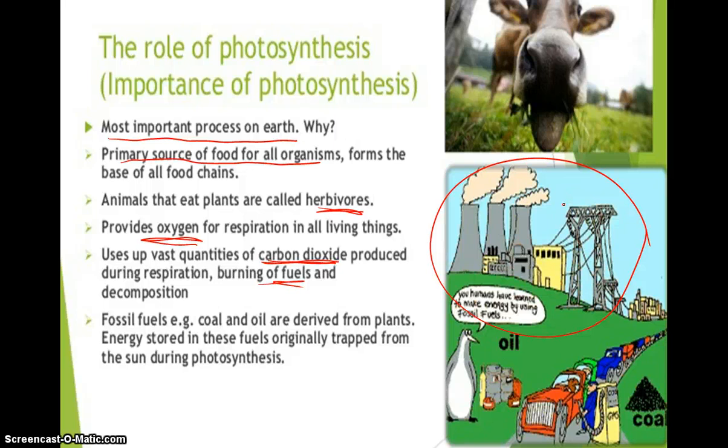Plants actually suck a bunch of that CO2 up because they use it for photosynthesis. So when we're cutting down all these trees, it's not a good thing because there aren't enough plants taking more of that CO2 out of the air. The more plants we have, the better, because they clean the air for us by taking in all that extra CO2 that we don't need. All right, so there's the importance of photosynthesis in a couple different ways.